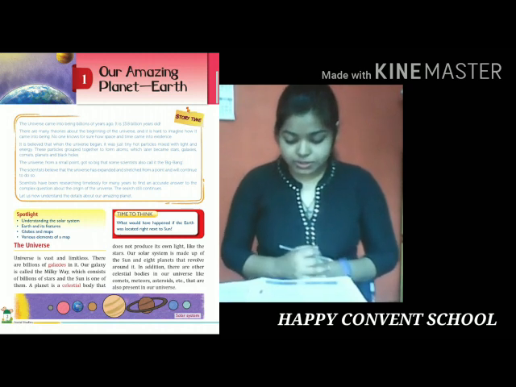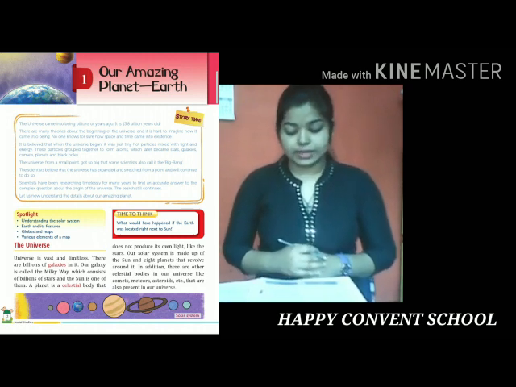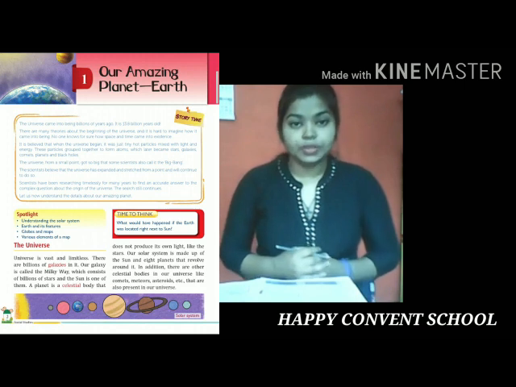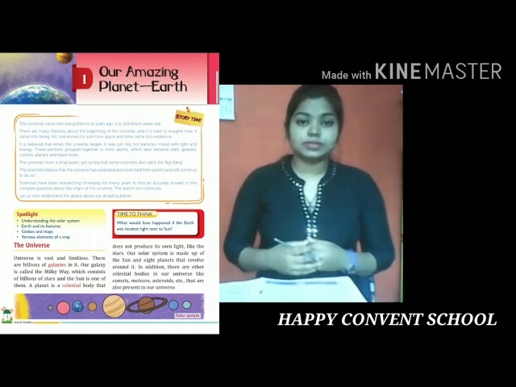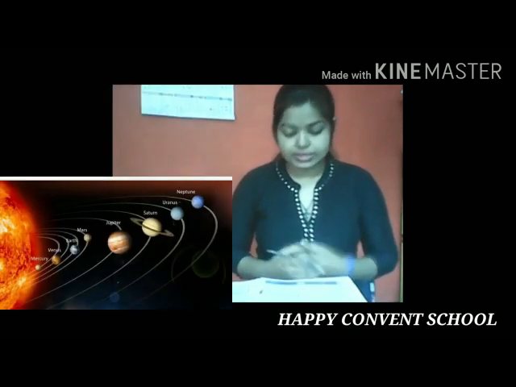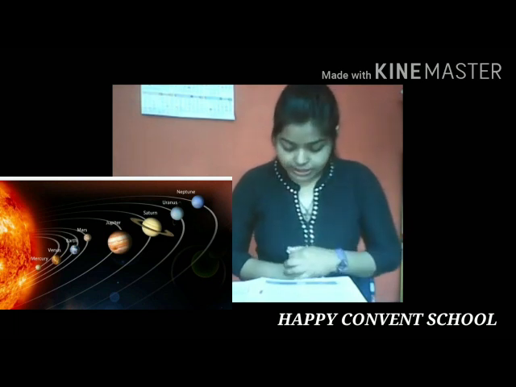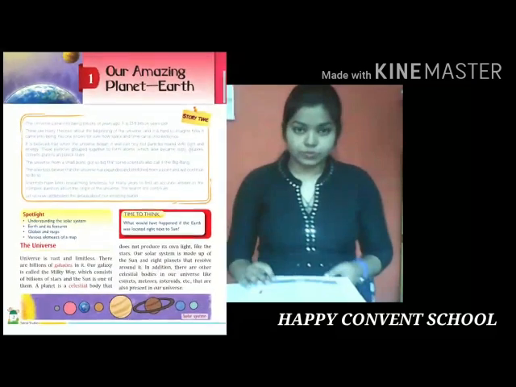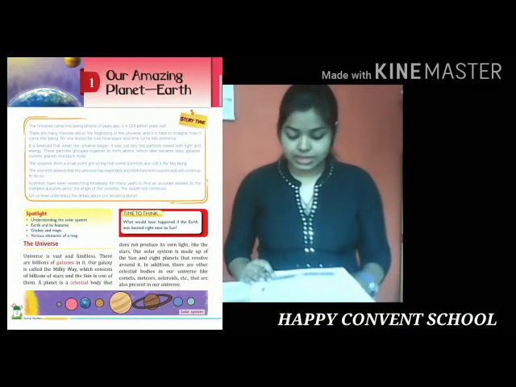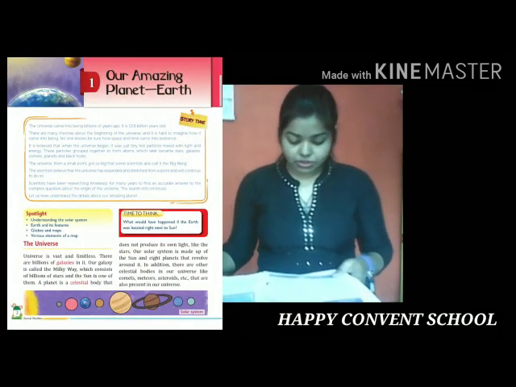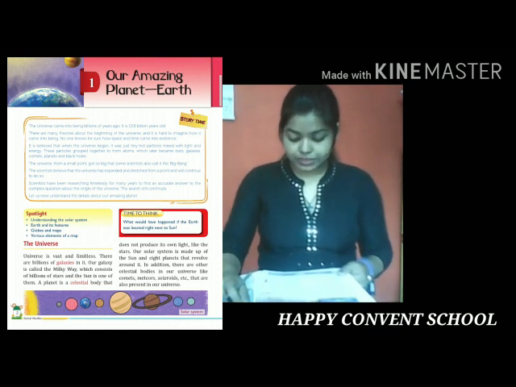Our solar system is made up of the sun and 8 planets that revolve around it. So our solar system consists of how many planets? 8 planets, and the sun is present in the middle. In addition, there are some other celestial bodies, heavenly bodies like comets, meteors, asteroids, etc.